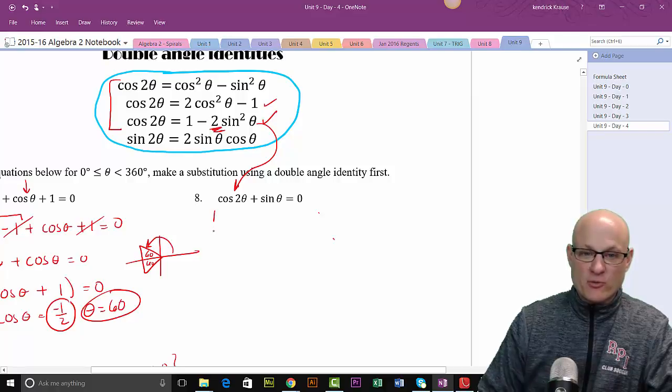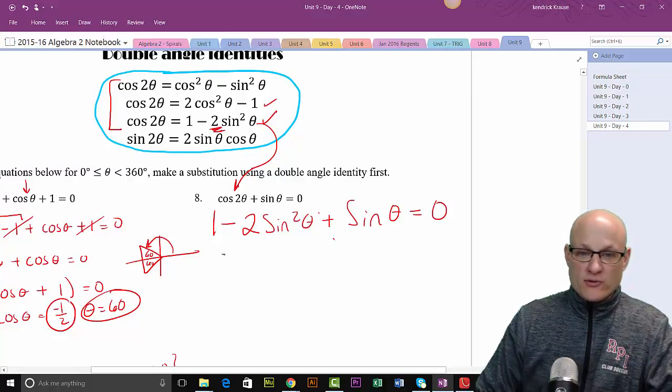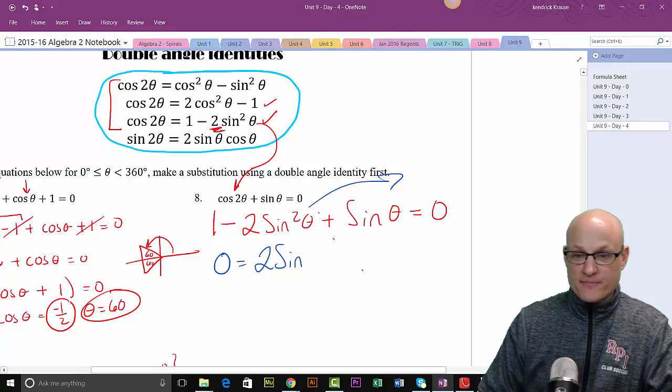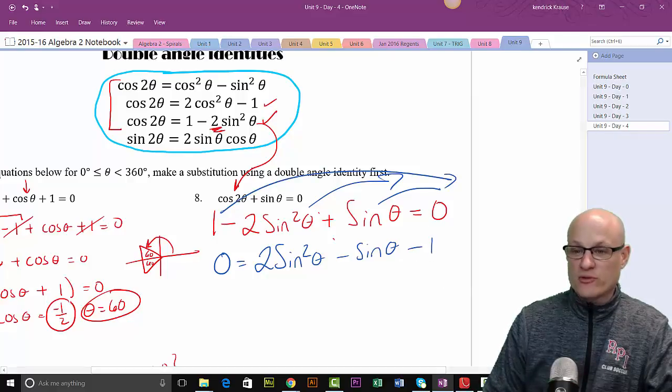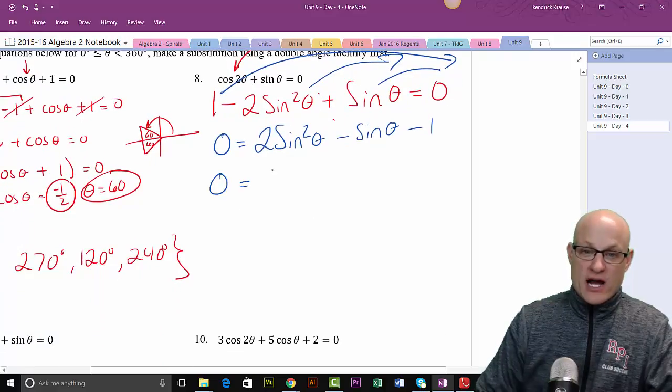So we're going to replace this with 1 minus 2 sine squared theta plus sine theta equals 0. Now we're going to move everything to the other side. So 0 is equal to 2 sine squared theta minus sine theta. It's positive now when it goes to the right side. This is a positive one, and when it goes over there, it's minus 1. I made like 4 dummy mistakes there. That's craziness. My factoring's not very difficult.